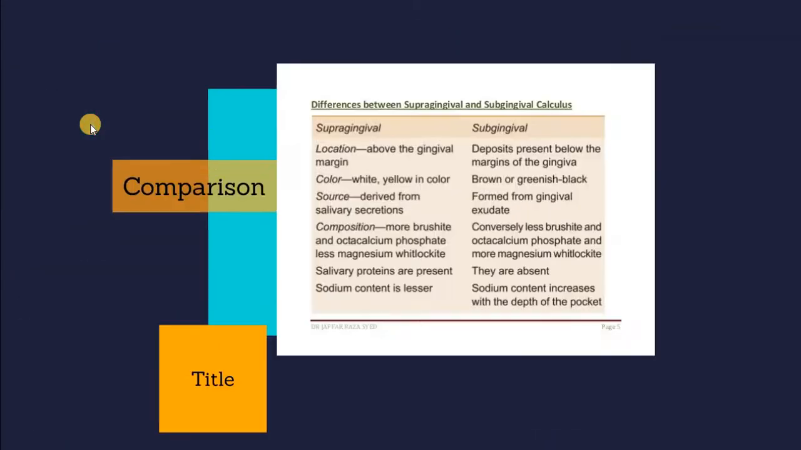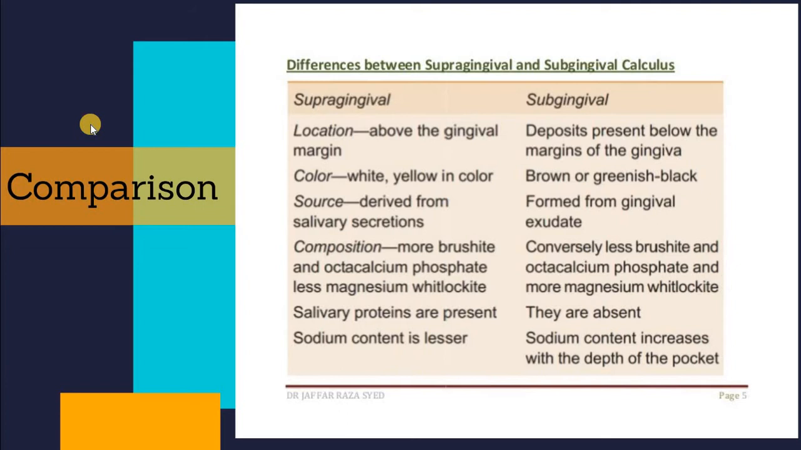So, starting from the comparison between the two types of calculus which we have: supragingival and subgingival calculus. Regarding the location, supragingival calculus is located above the gingival margin, while the subgingival one is below the gingival margin. The color of the subgingival calculus is brown or greenish black, while the supragingival calculus is white or yellow in color.